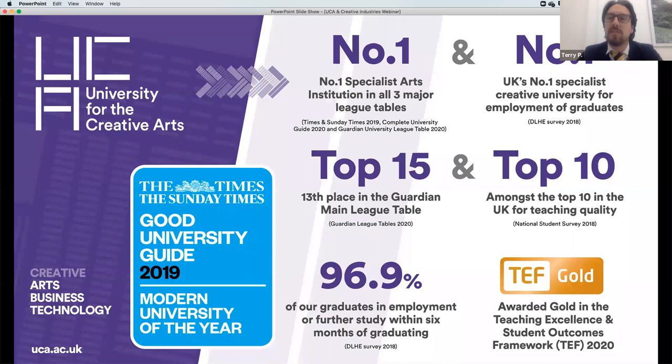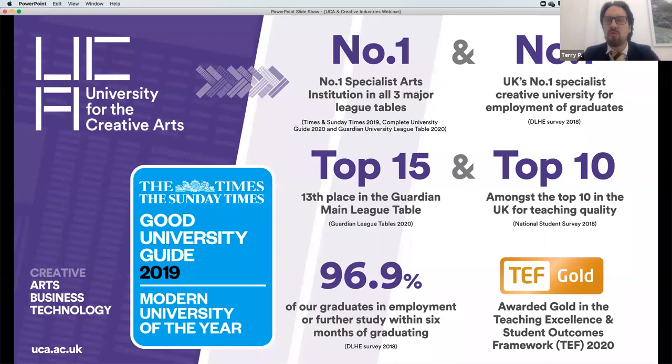And we're actually the highest ranked specialist university. So that's any university that just teaches one thing. Like you might have a university that just teaches engineering or one that just teaches languages. Well, for all the universities that just teach art and design, creative education, we're the number one specialist in the country, and we're the number one specialist, of course, art and design institution in the country. We're the second largest provider of creative art and design education in Europe.